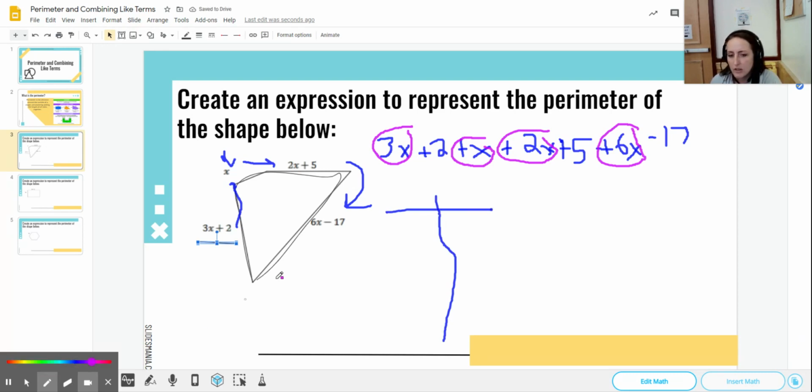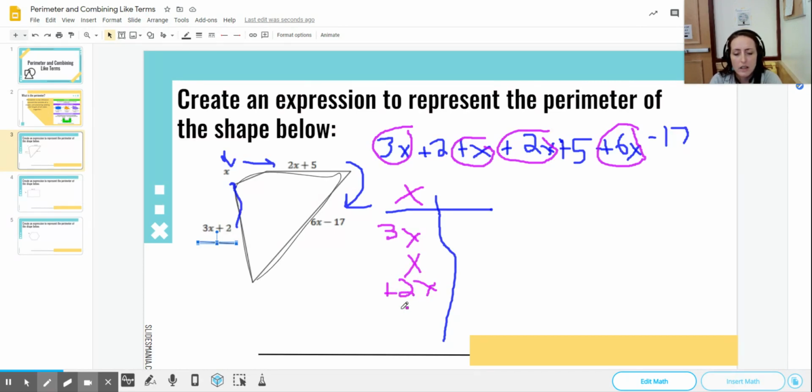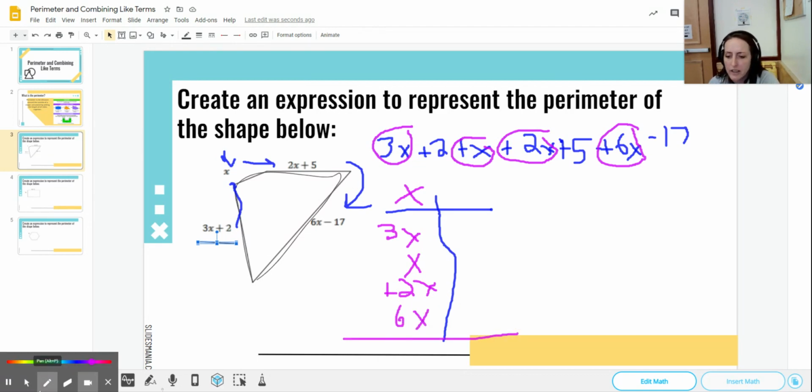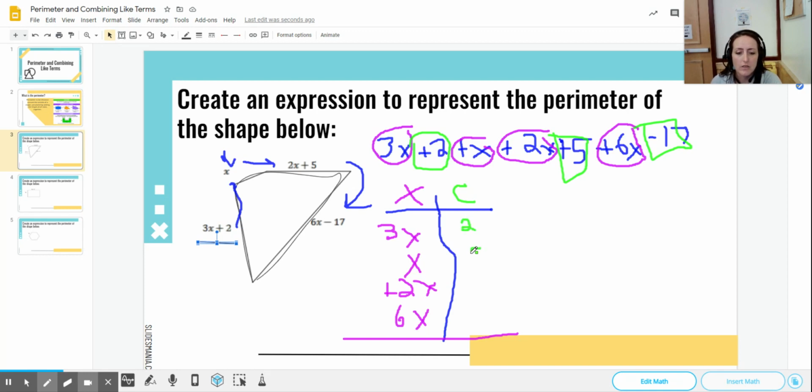Okay. Now let's go with our x terms. So we have 3x, x, positive 2x, and 6x. Okay, our next set of like terms, we'll use a different color. I'll use green. I've got plus 2, plus 5, and minus 17. Again, these are called constants, so we'll have a C. So we have 2, 5, and minus 17.